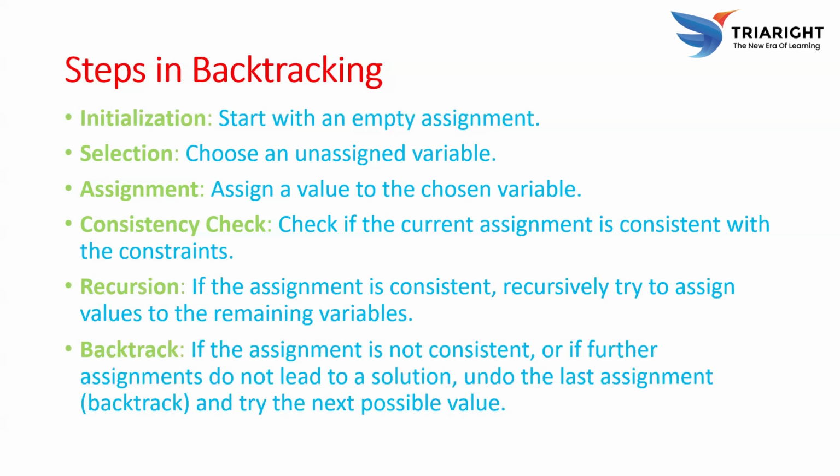Here we have backtrack. If the assignment is not consistent, or if further assignments do not lead to a solution, undo the last assignment, which is backtracking, and try the next possible value. So usually we can say that if the consistency check fails the current assignment, or the recursive call for the next step returns, indicating that no solution could be found by extending this current partial assignment, right?